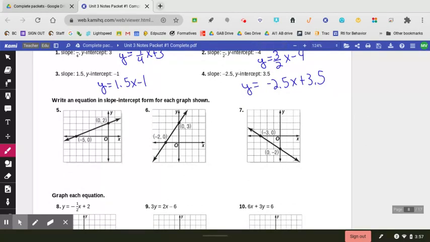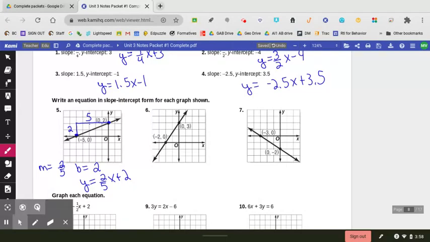So in order to do that, we need to know two things. We need to know the slope, and we need to know the y-intercept. So the y-intercept here on number 5 is just 2 because it's the y value when it crosses the y-axis. Our slope, we pick 2 points, and we do our rise over our run. So we went up 2 and over 5, so our slope is 2/5. So our equation is y equals 2/5 x plus 2. So I want you to pause and try 6 and 7.